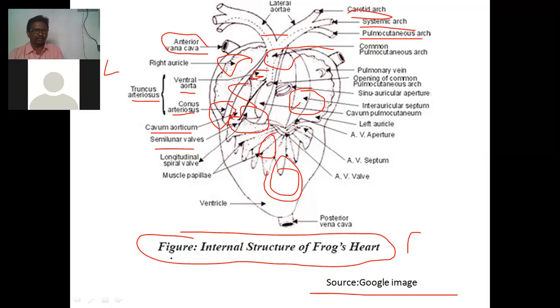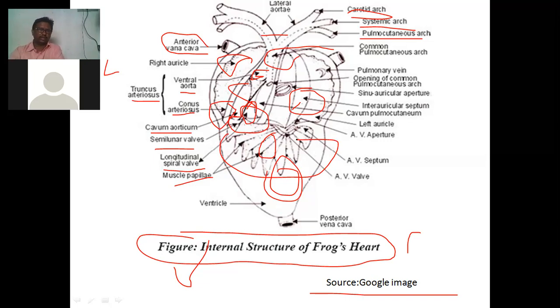Another type of wall is there, known as the longitudinal spiral wall. These are the important structures which we can see inside the heart. Then these are the muscle papillae, the tendril-like, outgrowth or finger-like structures.